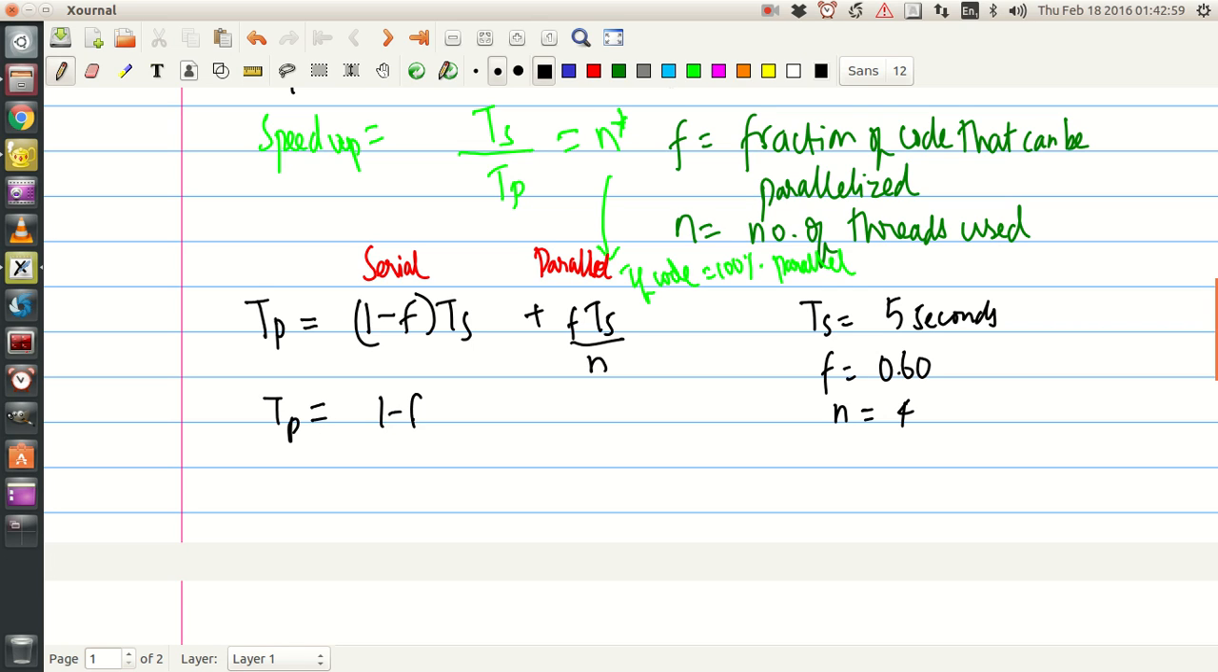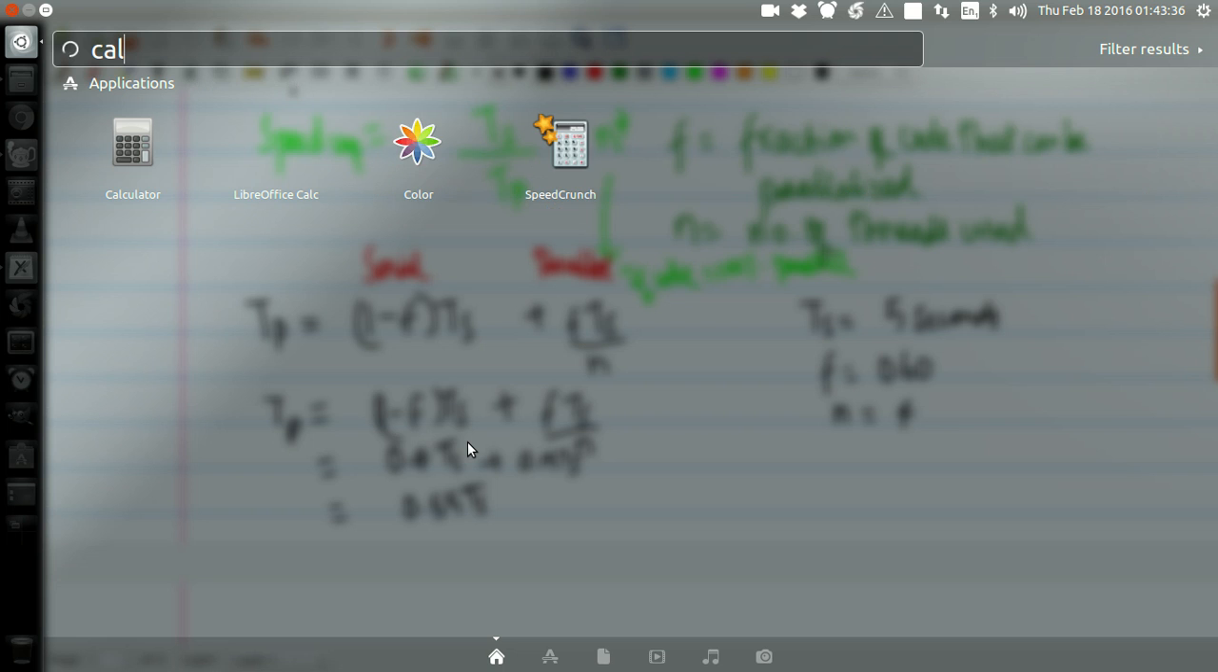It is (1 minus f) multiplied by ts plus f times ts divided by n. So 1 minus f is 0.4 times ts, plus f divided by n, which is 0.15 times ts. If I add this, it's 0.55 times ts.